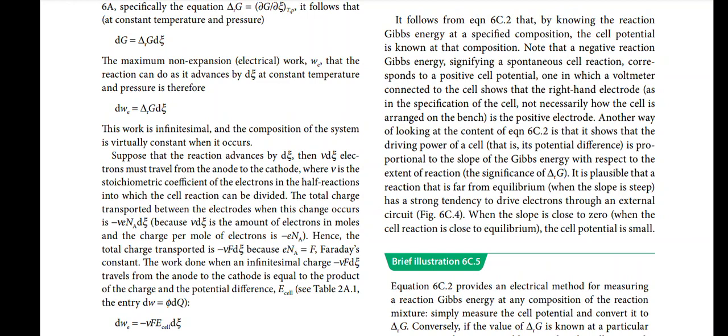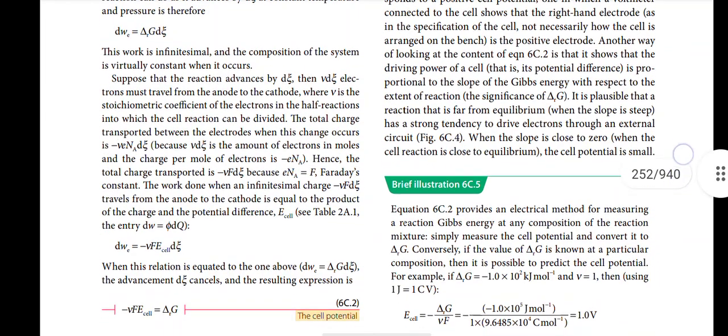It is plausible that a reaction that is far from equilibrium, when the slope is steep, has a strong tendency to drive electrons through an external circuit. When the slope is close to zero, when the cell reaction is close to equilibrium, the cell potential is small.